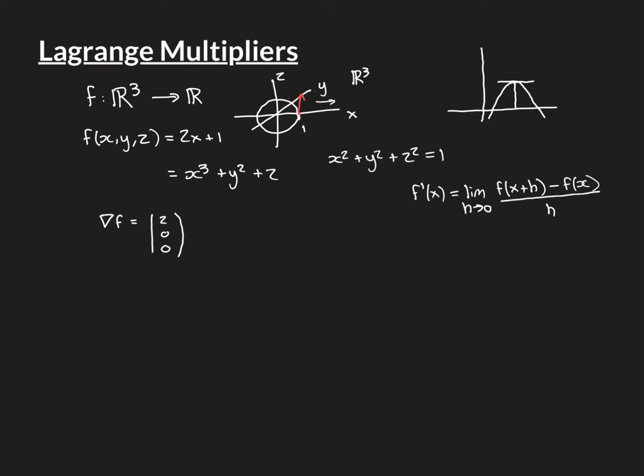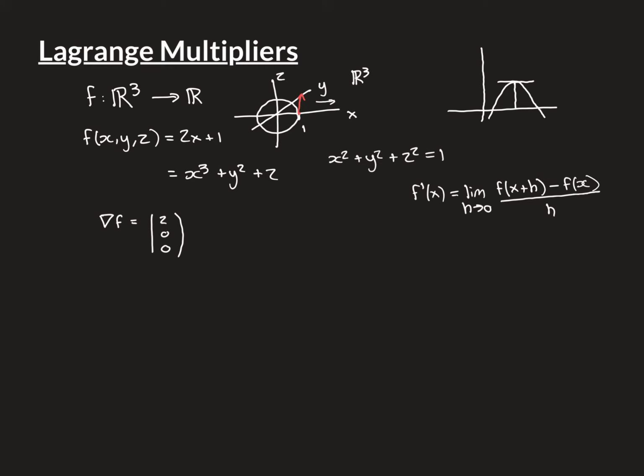So let's continue. What I hope I've convinced you in the previous part is that at the points where the function obtains its maximum and its minimum on our surface, the directional derivative of the function in the directions that are in the tangent plane to the surface must all be zero.